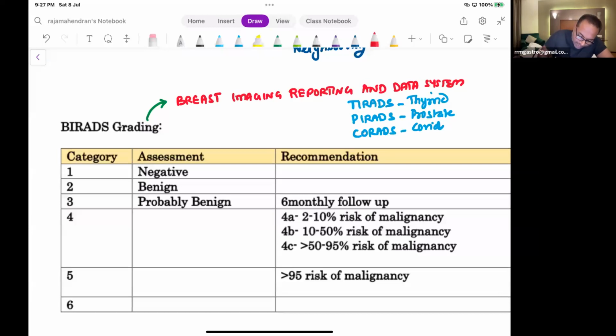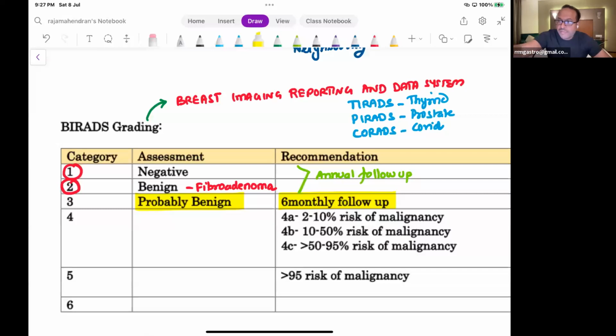If it is category 1, negative, what will I recommend? Category 2, benign, what will I recommend? Fibroadenoma will come under category 2. What is the advice for these people? These people should undergo annual follow-up. So annual follow-up for 1 and 2. 3 is probably benign. We have to go for 6 monthly follow-up.